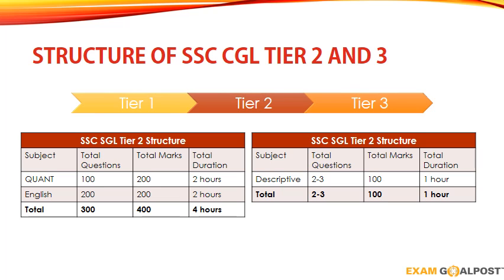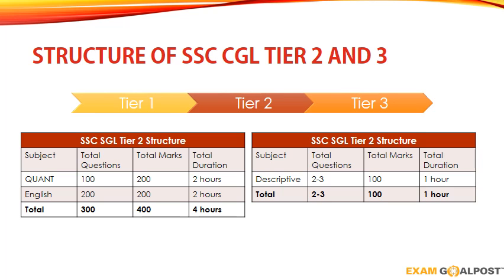Now there are two tables that appear on the screen, and they show you the structure of the Tier 2 and 3 tests. So as you can see, the Tier 2 test has two subjects: quantitative ability and English language and comprehension. There are 100 questions in quant and 200 questions in English language. Each section has got 200 marks and has to be attempted in 2 hours. So the total exam has got 300 questions with a maximum of 400 marks to be attempted in 4 hours.